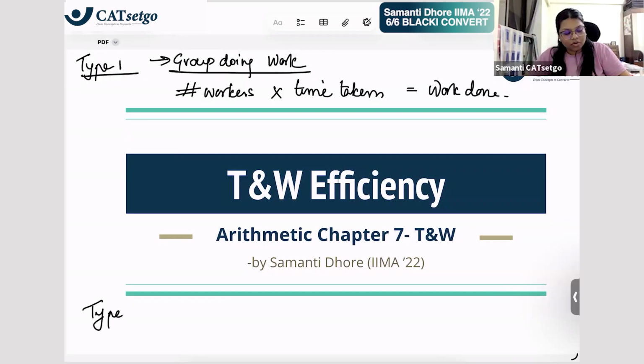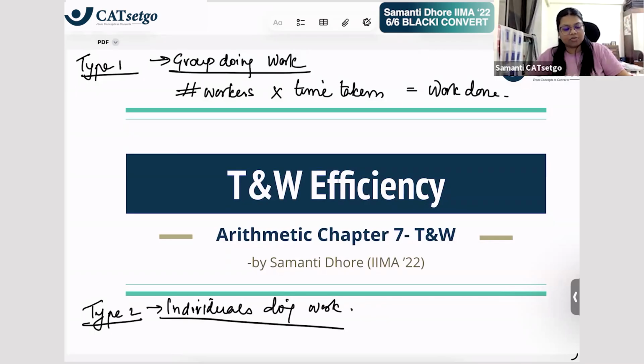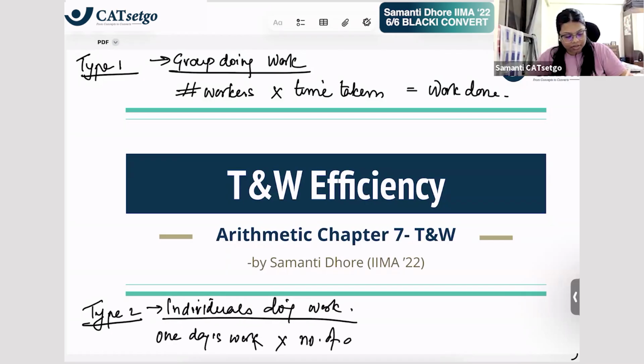And then type 2 was when individuals were doing work. A takes 10 days, B takes 20 days. है ना, उसमें हमने बोला था कि total work will assume by finding LCM, right? And then we'll find 1 day's work and we'll use the formula 1 day's work into number of days is equal to total work. Correct? Total work done. These formulas we use.